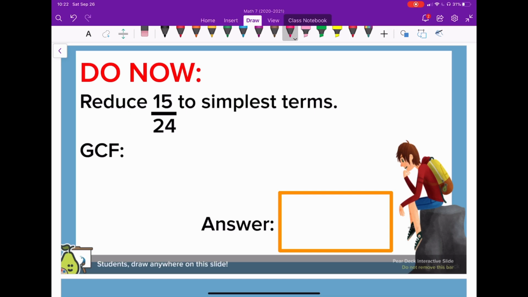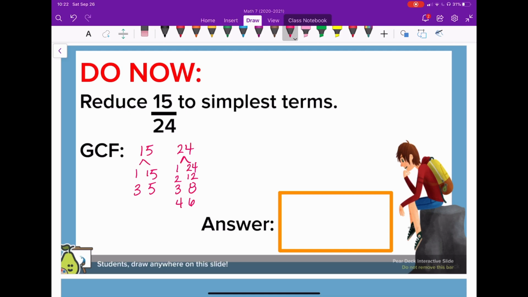And how do we do that? Well, step number 1 is to find the factors of 15 and the factors of 24. Okay, so factors of 15 are 1 times 15 and 3 times 5. The factors of 24 are 1 times 24, 2 times 12, 3 times 8, and 4 times 6. Okay?